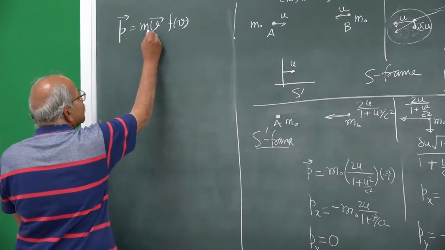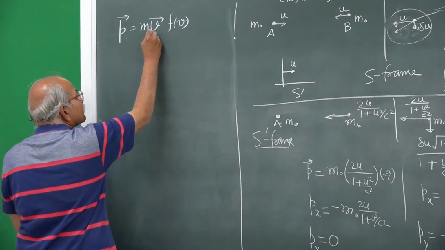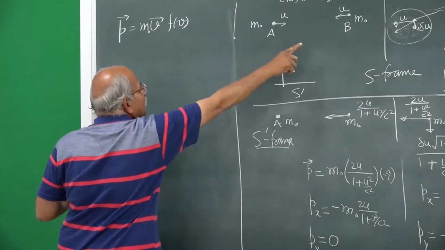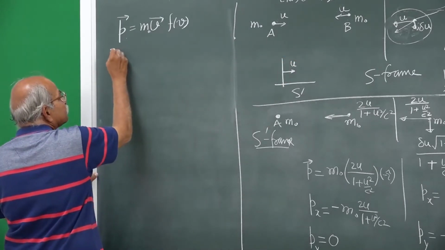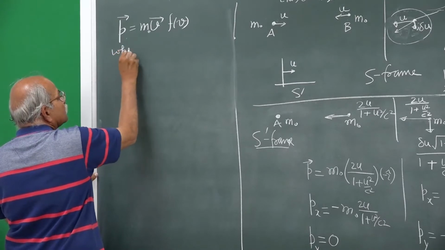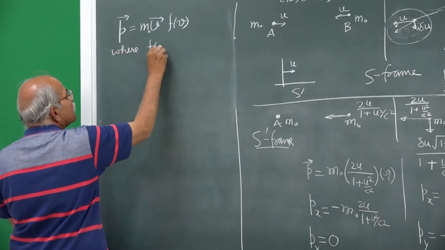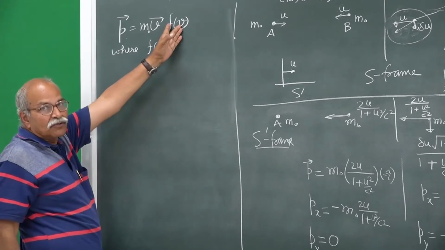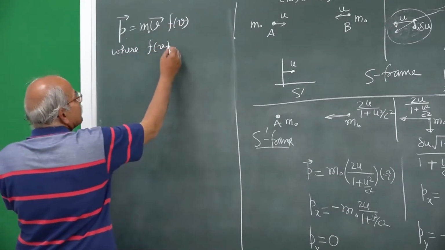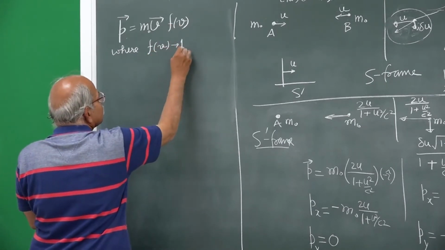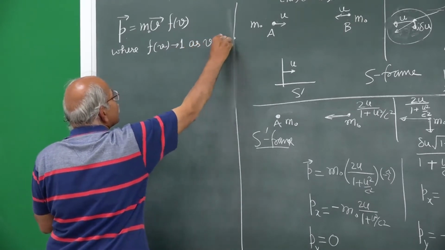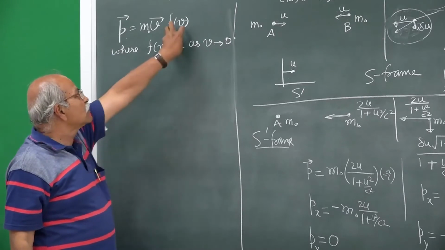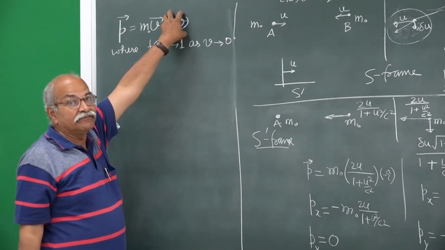So, if I take this as the definition, let me write m naught, I have taken m naught here. If this is the definition, where this function f v, this functional form I do not know as yet, we will derive, this goes to 1 as v goes to 0. This is our requirement. So, we have to find what this function can be.